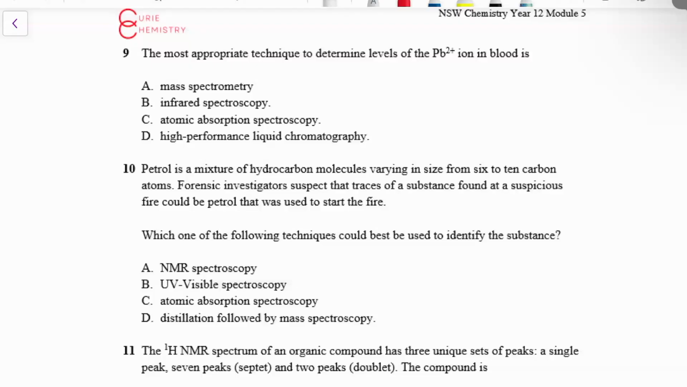9. The most appropriate technique to determine levels of the Pb2 plus ion in blood is. So this is a different kind of spectroscopy question, one that we haven't dealt with so much, partly because this relies on you having done all of the techniques already and knowing what the different types are. So, you thought that you finished everything and then there's always something new.